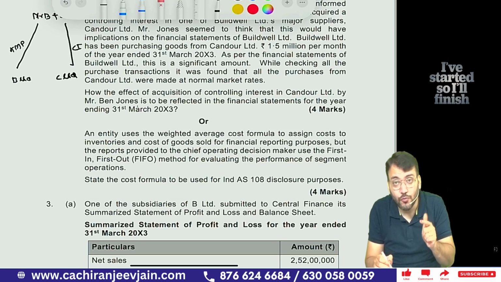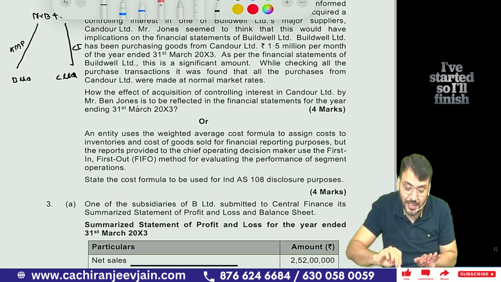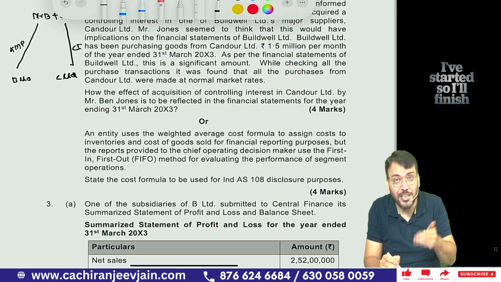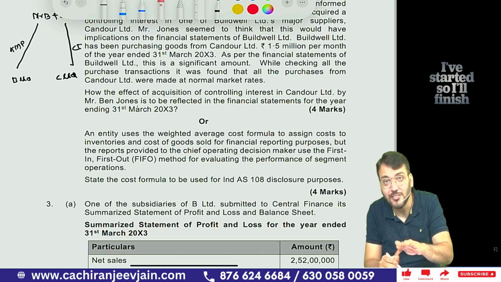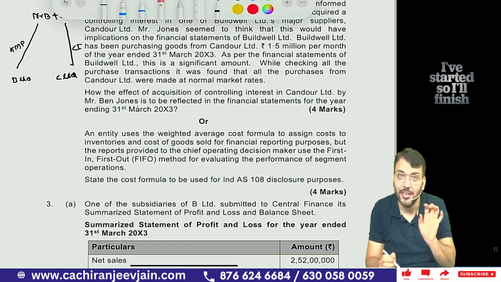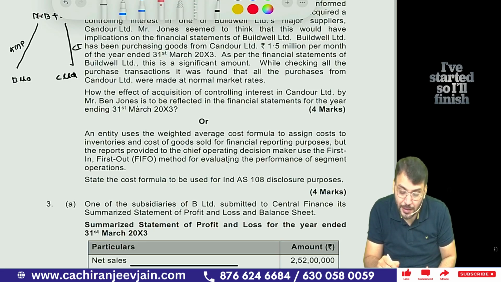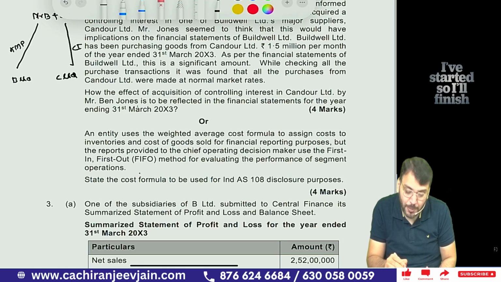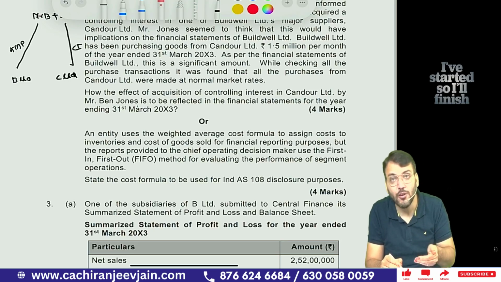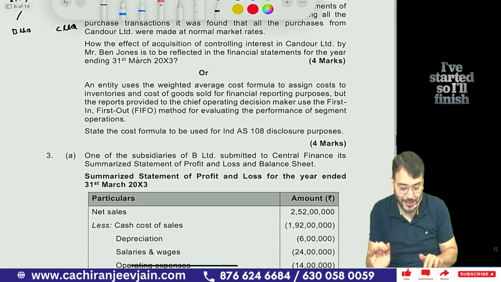In this case, for operating segment disclosure purposes of Ind AS 108, we will use the FIFO method. But the operating segment information will not match with the financial statement information, therefore for that purpose reconciliation is required. So even though FIFO is used for evaluating the performance of segment operations, we can use a different method for the preparation of financial statements. This is permissible, but for any differences a reconciliation is required. Got this point? Yes sir.